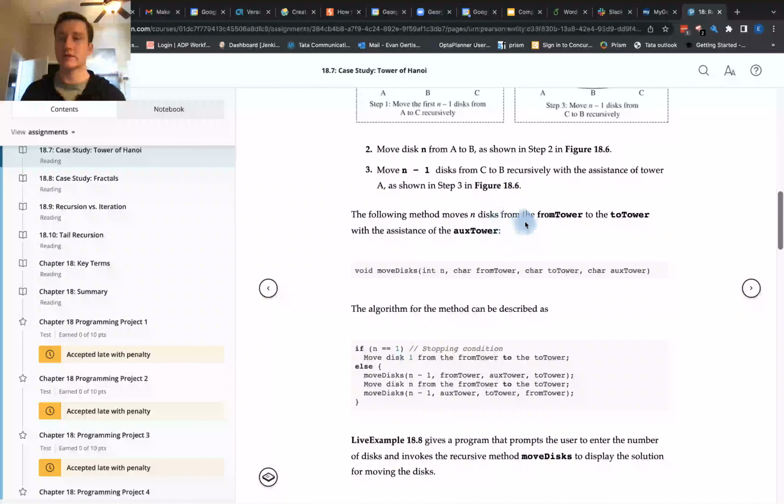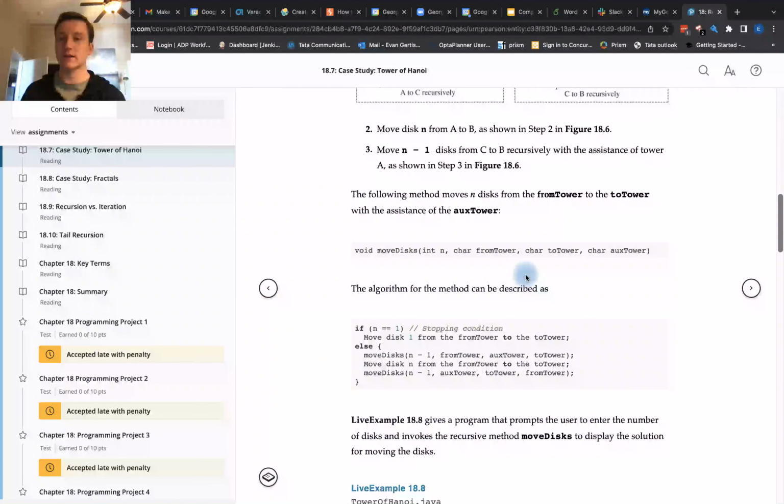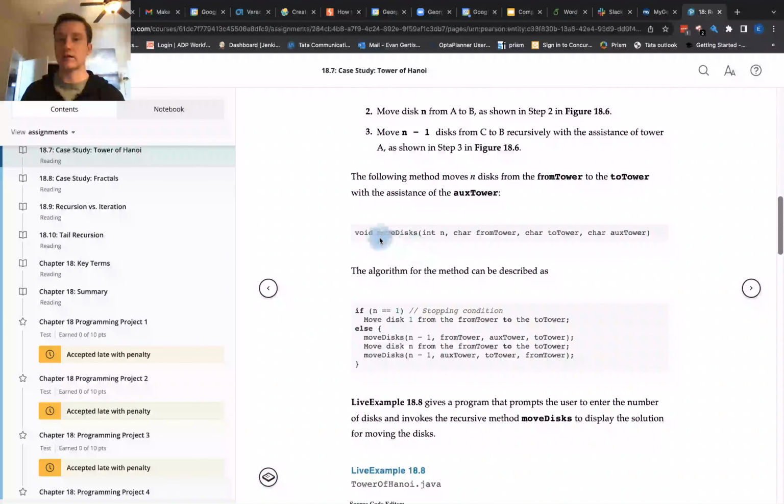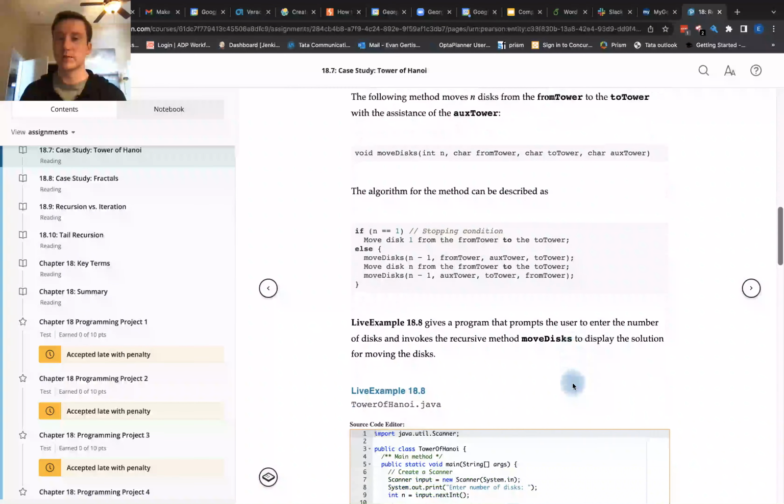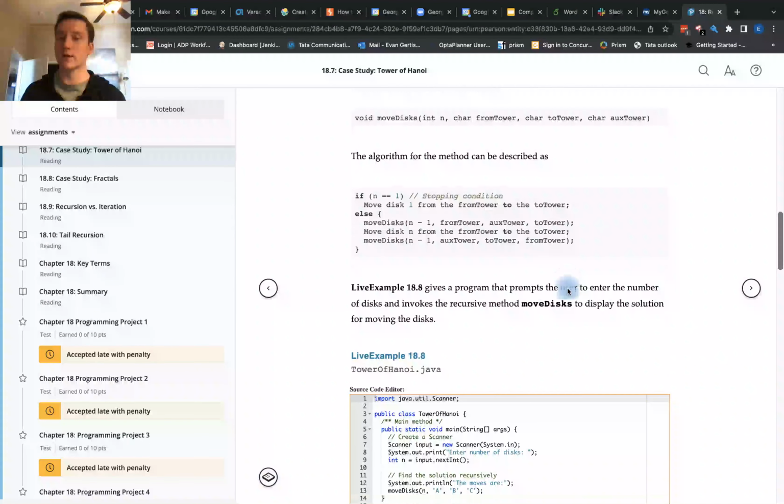The following method moves n disks from one tower to another with the assistance of the auxiliary tower. So you have the method moveDisks, which takes in the number of disks, and then the from tower, the to tower, and the auxiliary tower. The algorithm can be described as follows. If n equals 1, move disk 1 from the from tower to the to tower. Otherwise, recursively move n-1 disks from the from tower to the auxiliary tower with the assistance of the to tower, and then move disk n from the from tower to the to tower, and then move n-1 disks from the auxiliary tower to the to tower with the assistance of the from tower.